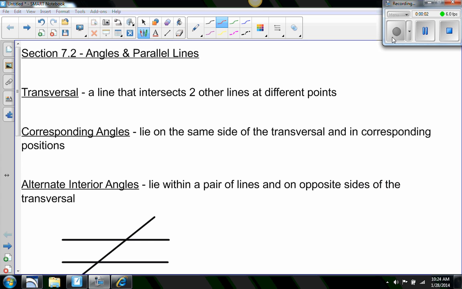Hello 8th graders. Your new video is going to be on different types of things that we can do with angles and parallel lines. So first of all, we need to go over a couple definitions.